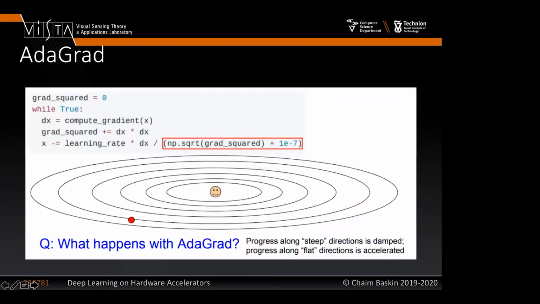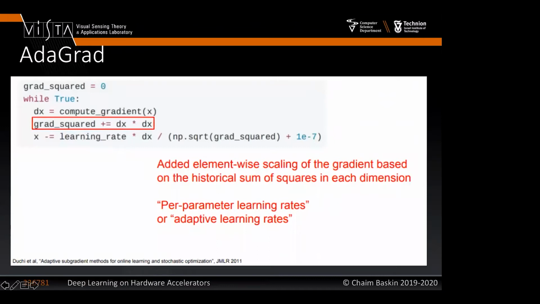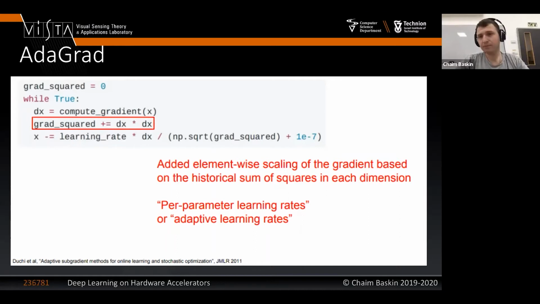Can you explain what is the shape of grad squared? I mean, is it scalar? Is it a vector, like when you multiply dx by itself? It's scalar. Yes, this is scalar. I will emphasize it more in 1 minute. Yes, grad squared is scalar. It's per parameter. Okay. Good.